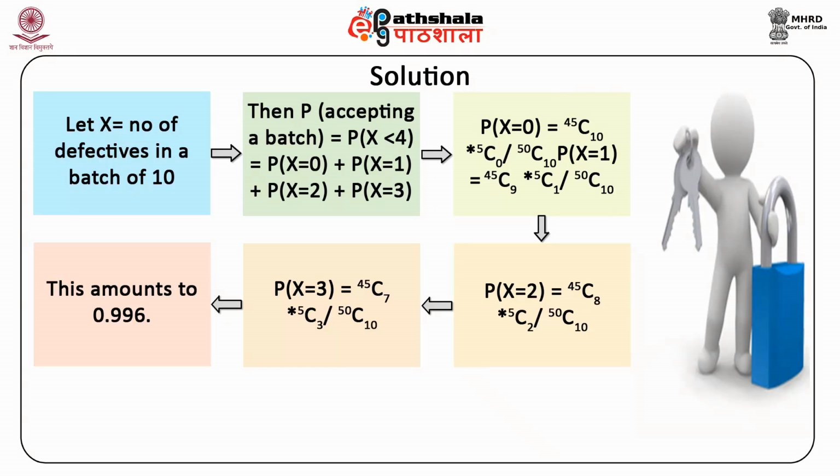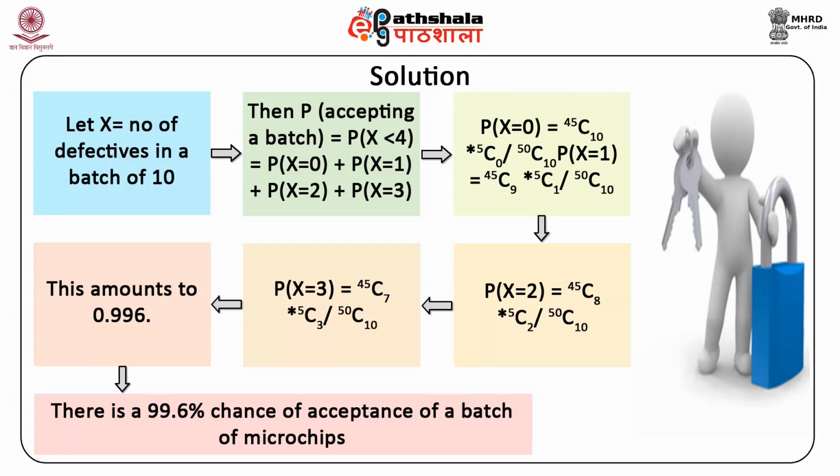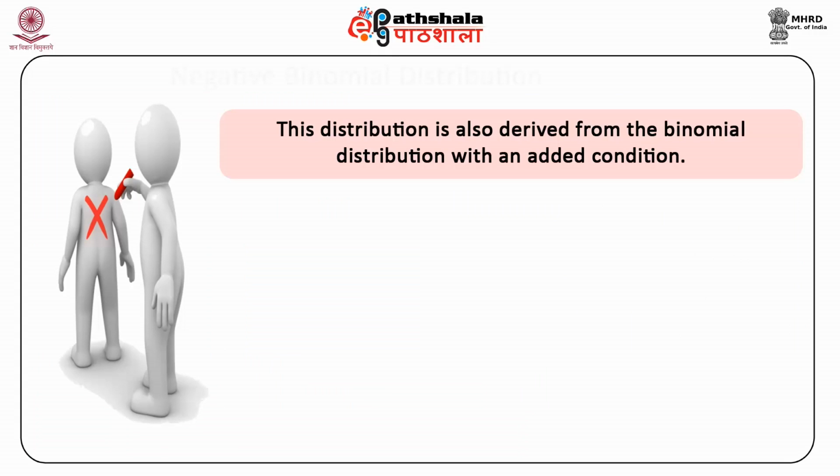Now this amounts to 0.996. There is a 99.6% chance of acceptance of a batch of microchips. This distribution is also derived from the binomial distribution with an added condition. This condition is that the trials are not fixed from the start. The trials are repeated till a fixed number of successes are reached.